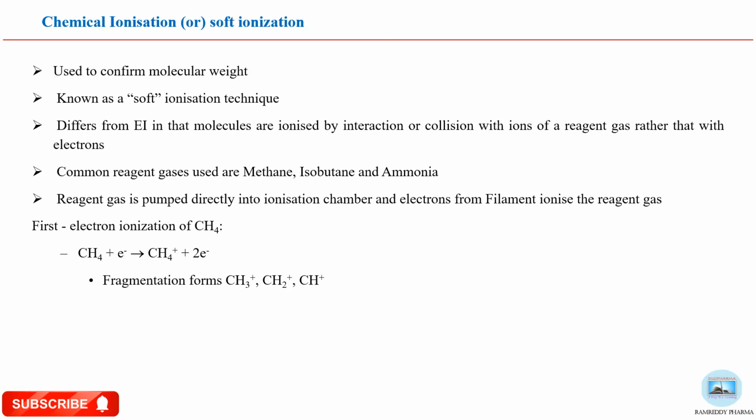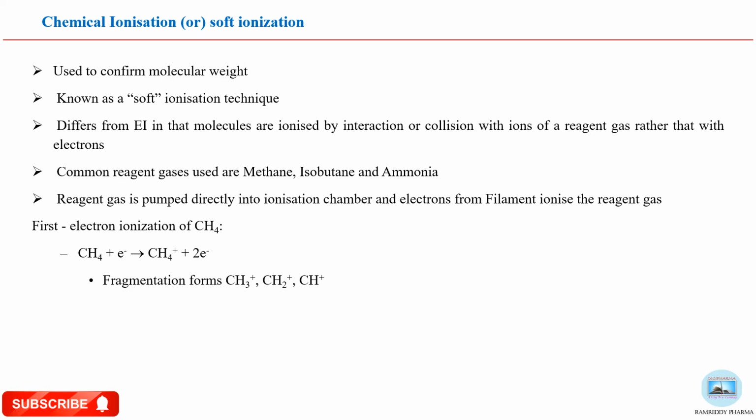Next is the chemical ionization technique. The chemical ionization technique is also called a soft ionization technique. Why we call it soft ionization is because it is different from electron impact. In this, the ionization happens indirectly. Indirectly means that in electron impact, the high energy electrons directly impact the molecule, but in chemical ionization, it is not like that.